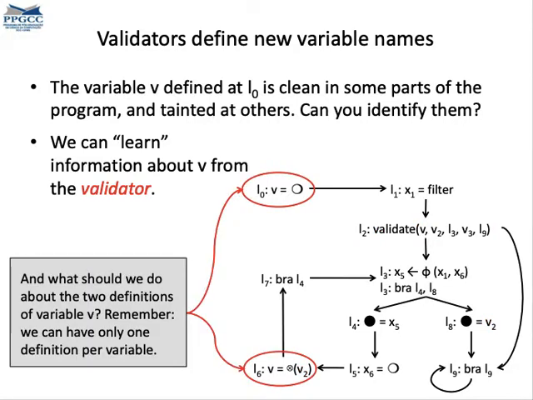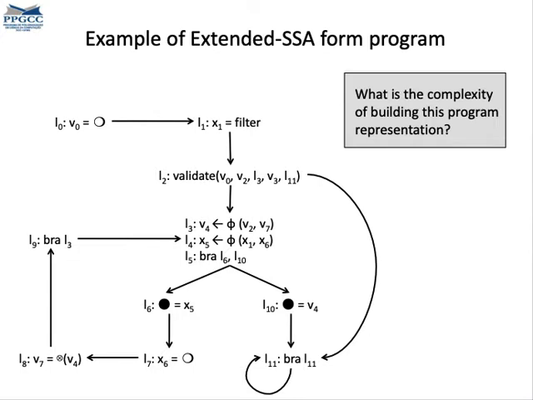We also have two definitions of variable v in the program. By now you should know what to do about them. So after renaming all the definitions of variables and creating new definitions at validator points and at join points with the phi functions, we have this new version of the program. Would you like to think about what's the complexity of creating this kind of representation?